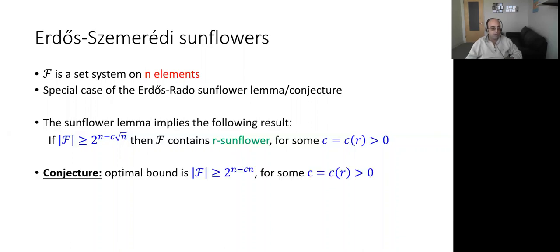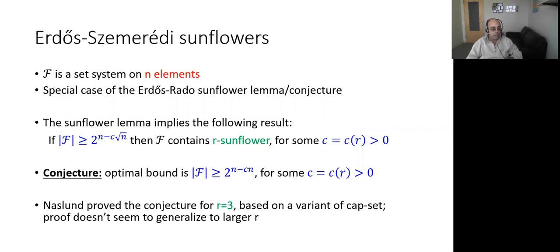The sunflower conjecture translates into the bound being not exponential in n minus root n, but in n minus some constant times n. This is the analog of the sunflower conjecture when we bound the size of the universe. So you see there's a gap here: n minus c root n versus n minus cn. And here, this conjecture is known to be true when R equals 3. In the base case R equals 3, Naslund proved that the Erdos-Szemerédi sunflower conjecture is true. The proof is based on the polynomial method that was used in the breakthrough work of Kleinberg, Lev, and Ellenberg-Gijswijt to understand the cap set problem. Naslund's proof is a variant of this polynomial method. It gives a very clean, sharp bound for the case R equals 3, but it doesn't seem to generalize to larger R.